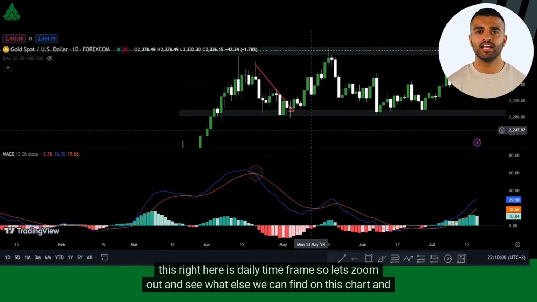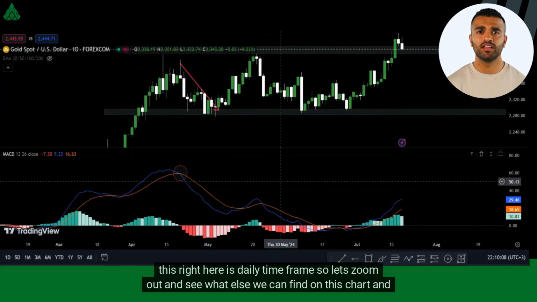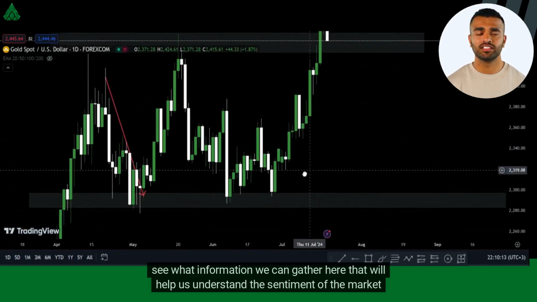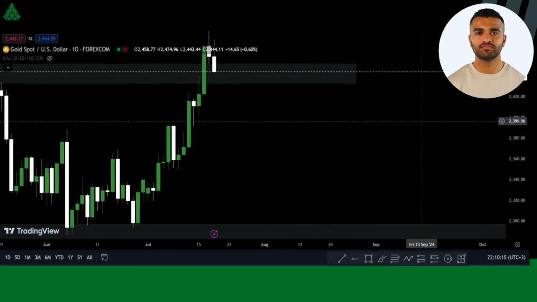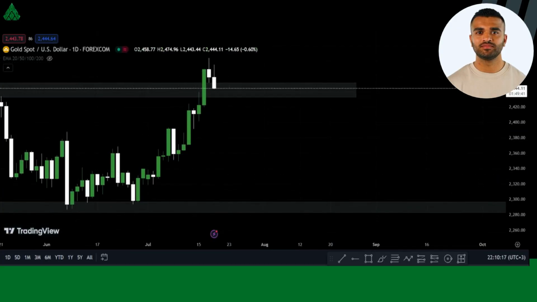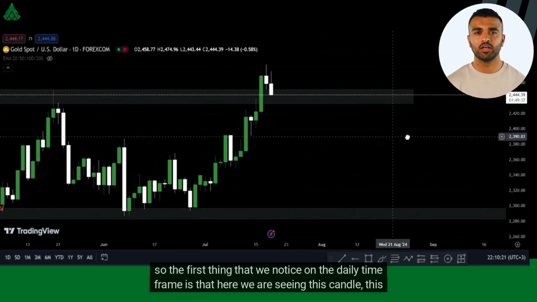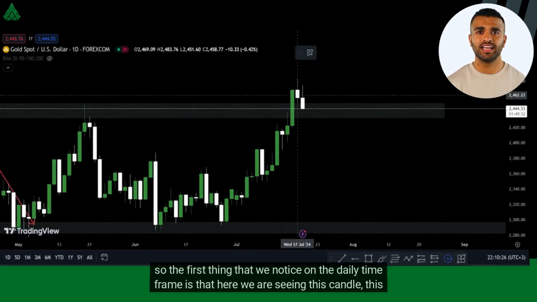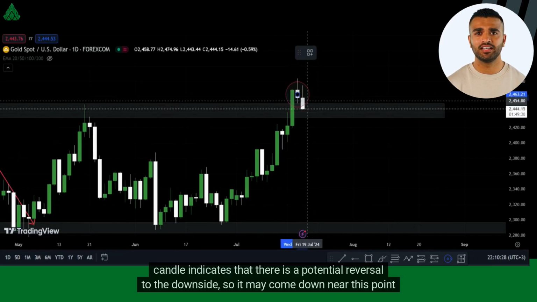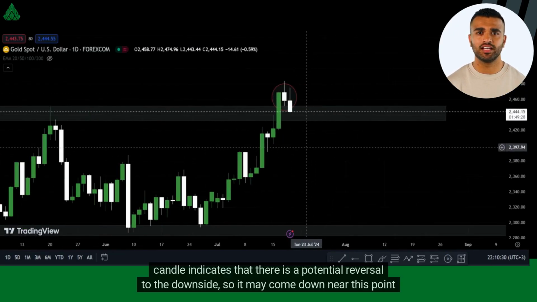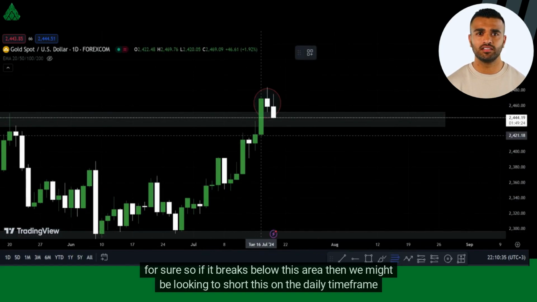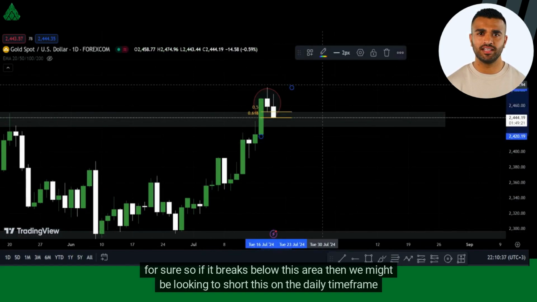This right here is the daily time frame, so let's zoom out and see what else we can find on this chart and see what information we can gather here that will help us understand the sentiment of the market. So, the first thing that we notice on the daily time frame is this candle. This candle indicates that there is a potential reversal to the downside, so it may come down near this point for sure. So if it breaks below this area, then we might be looking to short this on the daily time frame.